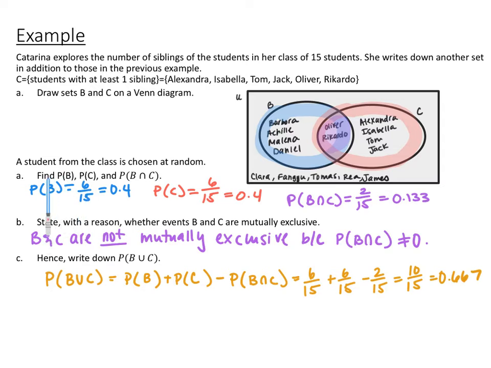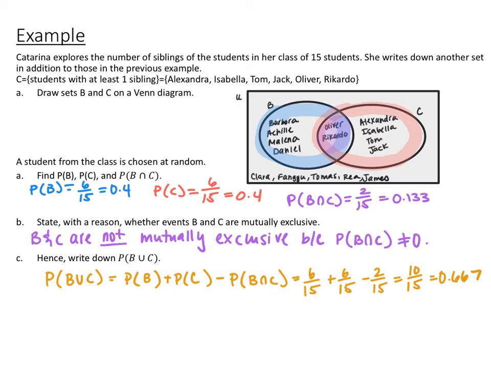So then the probability of being in group B, having 3 vowels in their name, is everybody who's in group B, which is 6 out of 15, or 0.4. The probability of being in group C, having at least one sibling, I added all this up, there's 6 of them out of 15, so 0.4. And the probability of B intersect C, so having both 3 vowels in your name and at least one sibling, is 2 out of 15, or 0.133. So the 2 that are in the middle here.